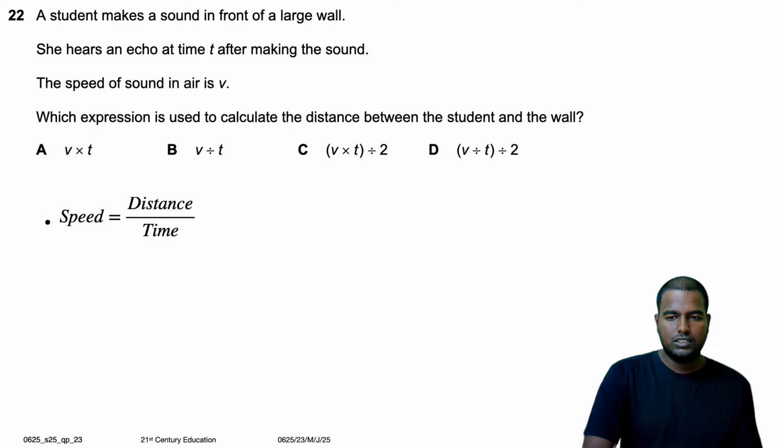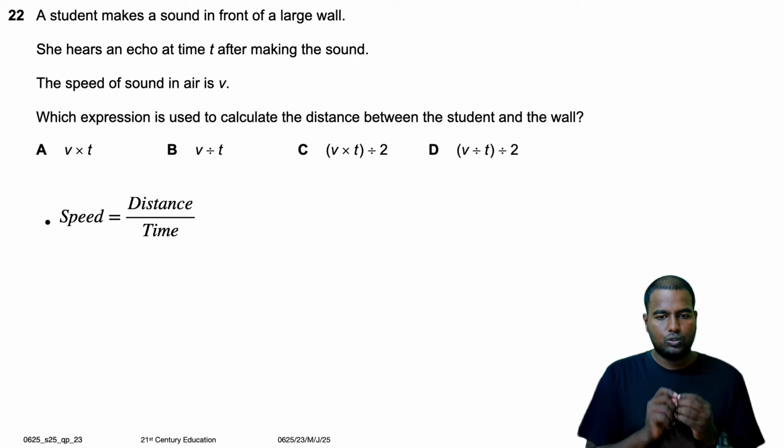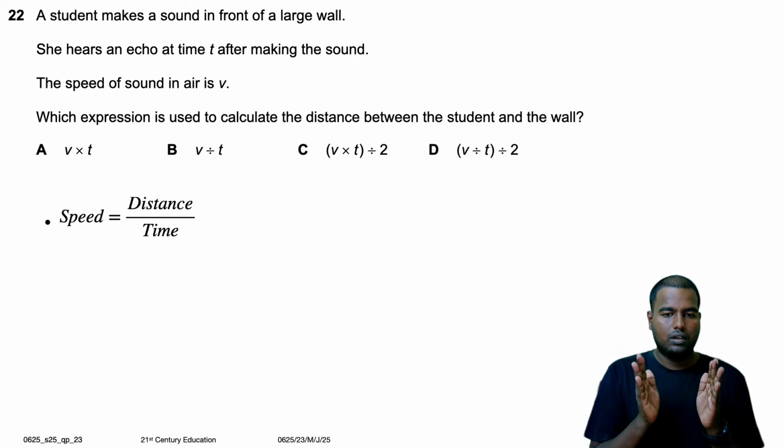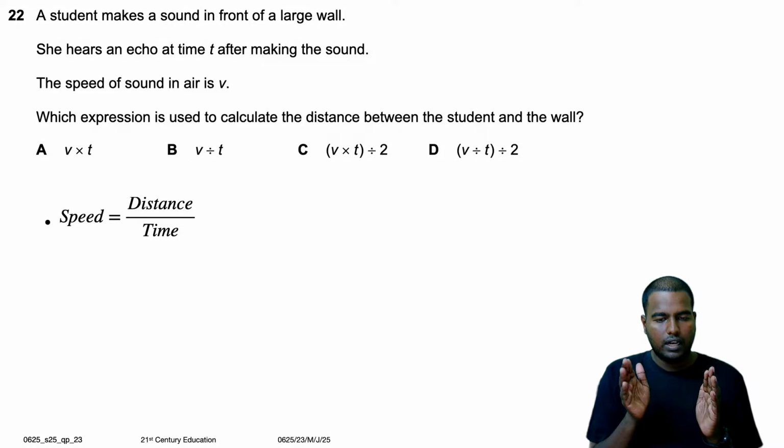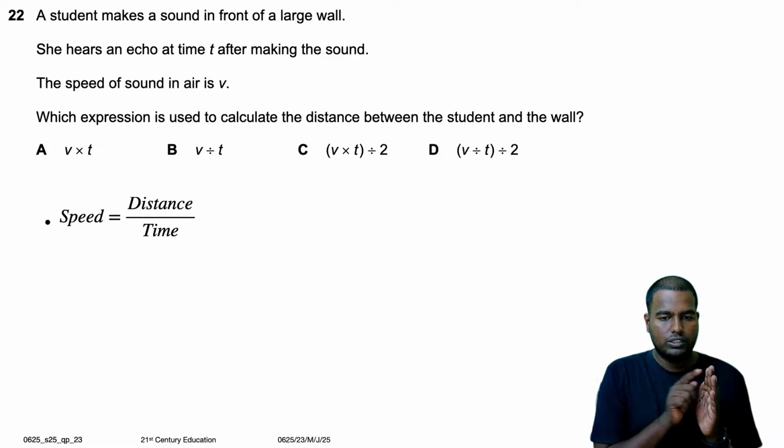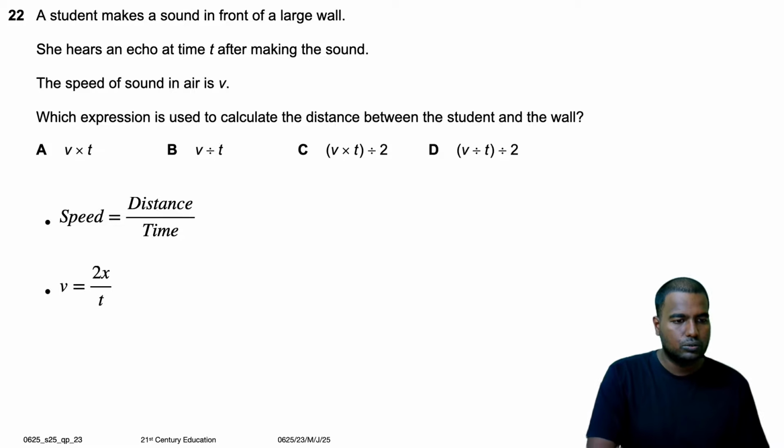We know that speed is distance by time. In this case, distance is twice the distance between the wall and her, because the sound has to travel from her to the wall, get reflected back, and come back to her. So it's twice the distance, so we are going to call it 2x. Now we just have to rewrite this equation for x. x is v into t divided by 2. Option C.